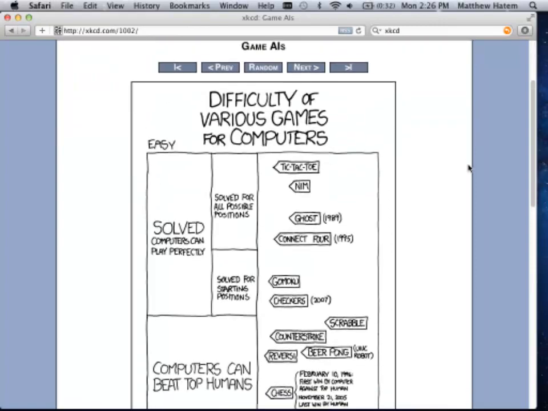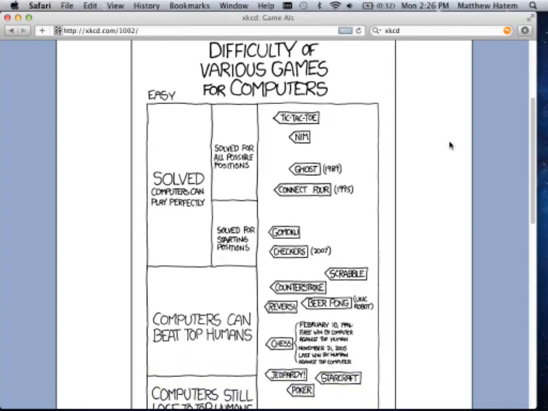So this is very recent. This actually is incredibly accurate. So this is true. Tic-tac-toe, NIM, I don't even remember what NIM is, it's some really stupid game. Solved for all possible positions. Right, so we know exactly what to do in any circumstance.